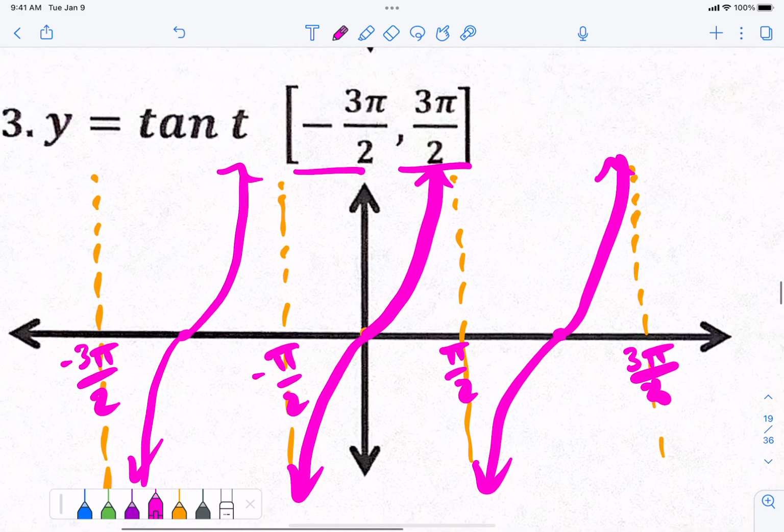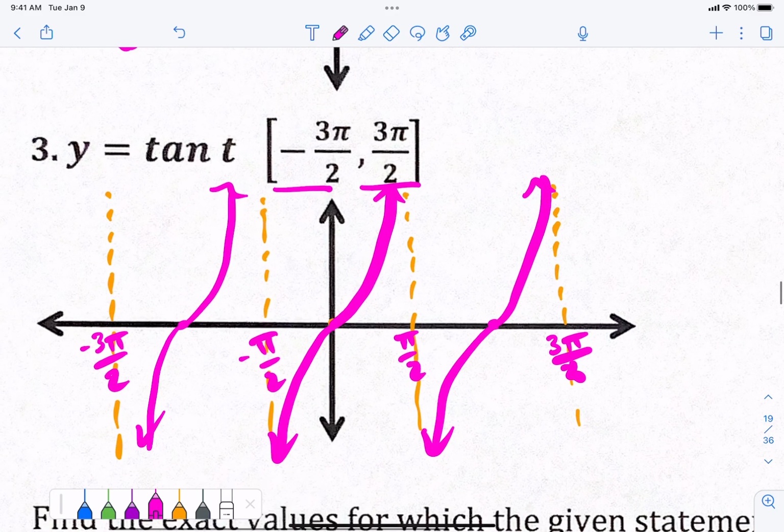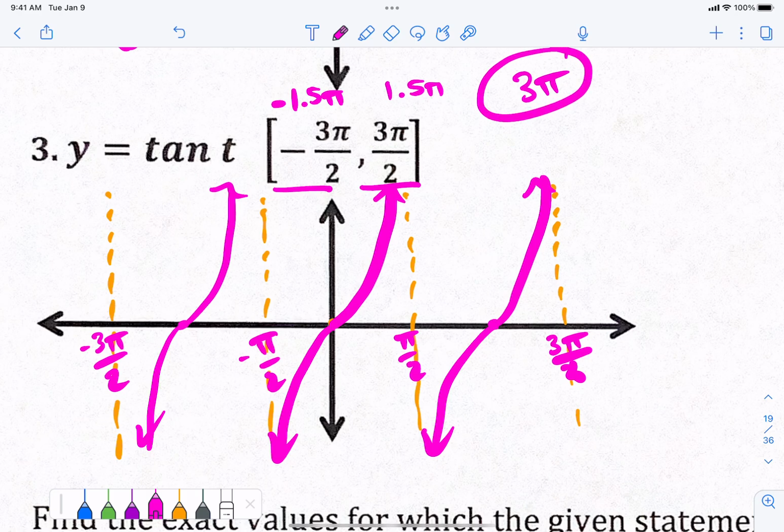Okay? Alright, 3 pi over 2 is 1.5 pi. So we're going from like negative 1.5 pi to positive 1.5 pi. How wide is that? 3 pi wide. What is the period for tangent? How wide is tangent normally? Pi. So how many cycles should he have do in 3 pi? Is he doing 3 cycles? Yes. Does that make sense? Okay. Got it? That's tangent.